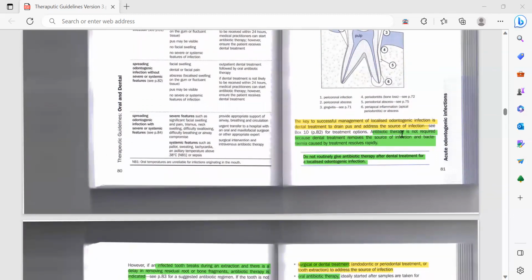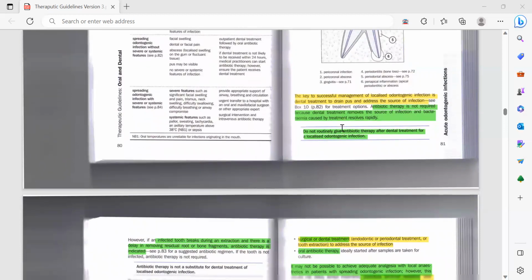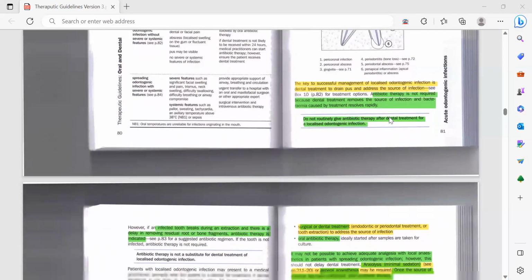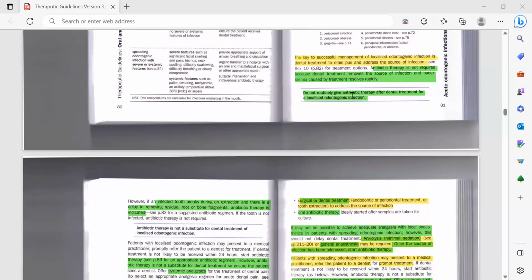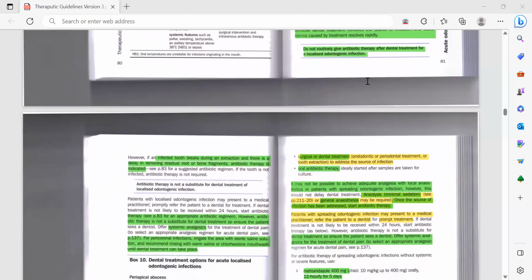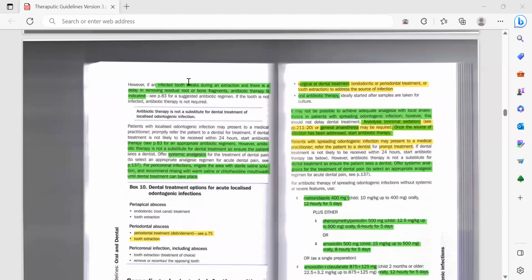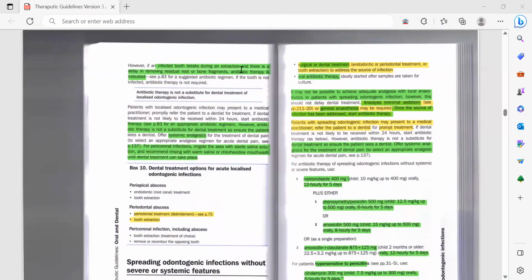Okay. Antibiotic therapy is not required because dental treatment removes the source of infection and bacteremia caused by treatment resolves rapidly. Do not routinely give antibiotic therapy after dental treatment for a localized odontogenic infection. So there is no need to give the antibiotic therapy in localized infection. However, if an infected tooth breaks during an extraction and there is a delay in removing residual root or bone fragments, antibiotic therapy is indicated.